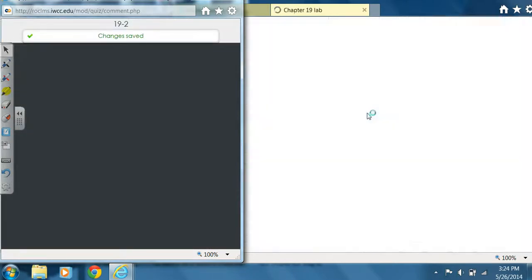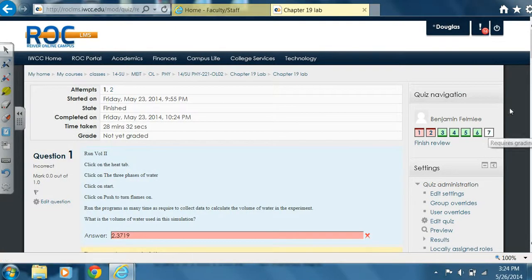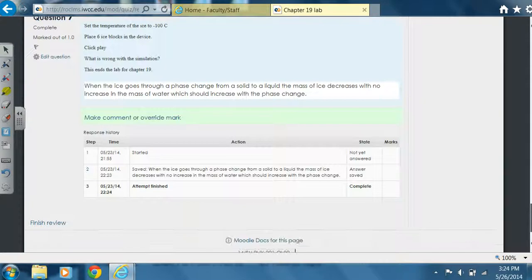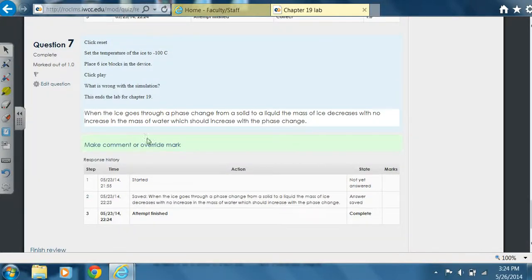So we would say that. And then the other guy we have to grade is 7, so we'll go down to 7. And when the ice comes through a phase change from solid to liquid, the mass of the ice decreases with no increase in the mass of water, which should increase.